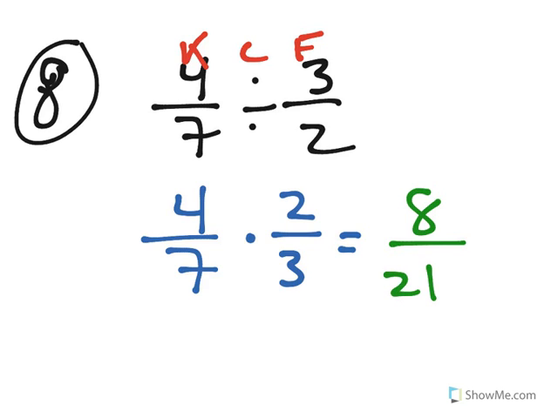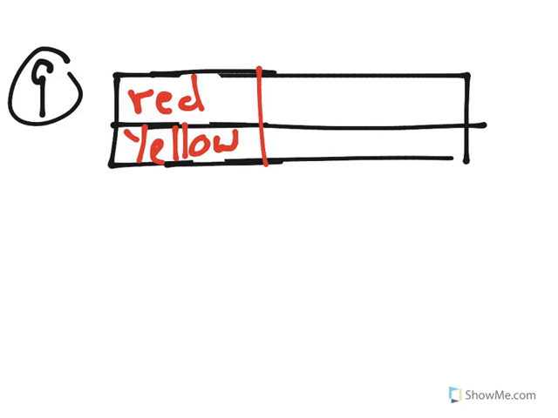And what goes into 8 and 21? The only thing that goes into 8 and 21 is 1. So this is my simplified answer right there.